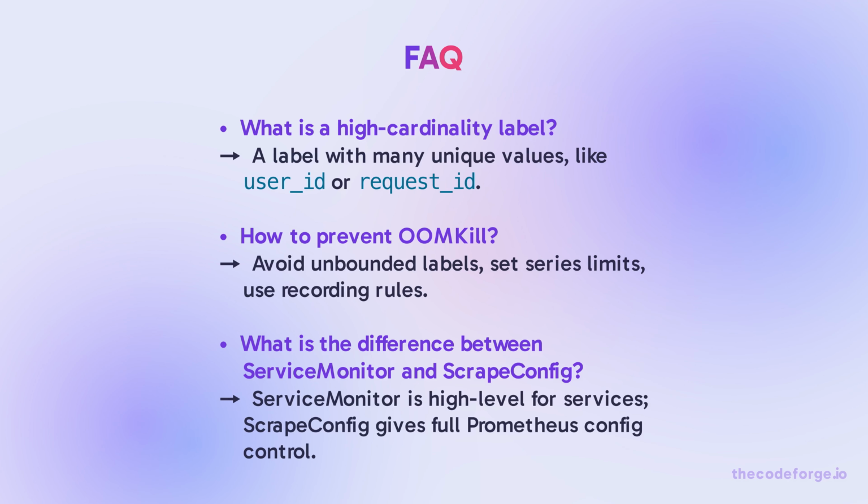What is a high cardinality label? A label with many unique values like userid or requestid. How to prevent OOM-kill? Avoid unbounded labels, set series limits, use recording rules. What is the difference between ServiceMonitor and ScrapeConfig? ServiceMonitor is high-level for services. ScrapeConfig gives full Prometheus config control.